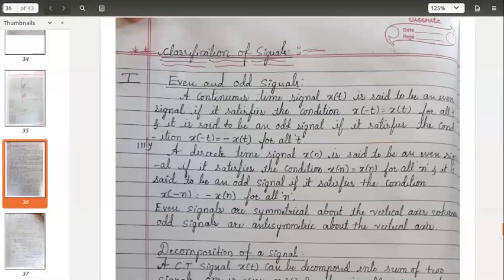Okay, let's continue the session. Let's start with the classification of signals. We have already seen the general classification. The first one, that is continuous time and discrete time.